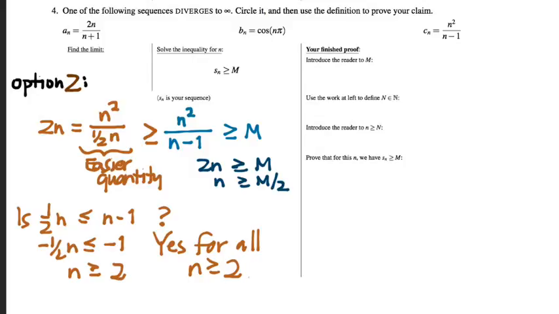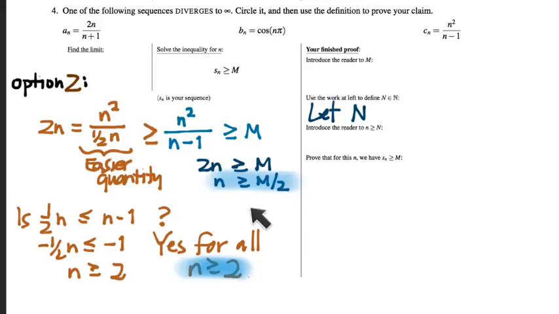So what this all means is that we can go forward with just two pieces of information about n. We want, on the one hand, n to be greater than or equal to m over 2, so that 2n is greater than m, so that this quantity is greater than m. But we also need n to be greater than or equal to 2 so that this part of the inequality is satisfied. So the way we're going to define our capital N now is a little bit different.